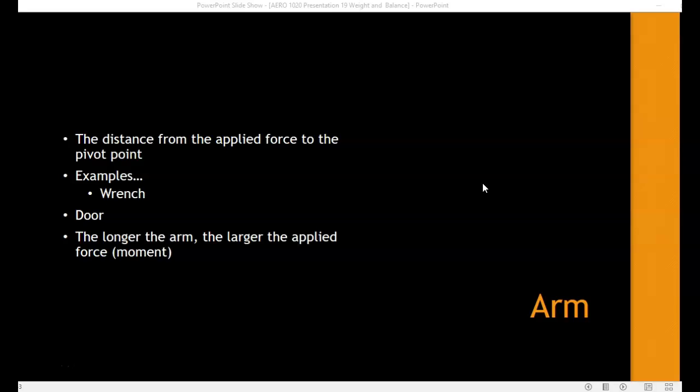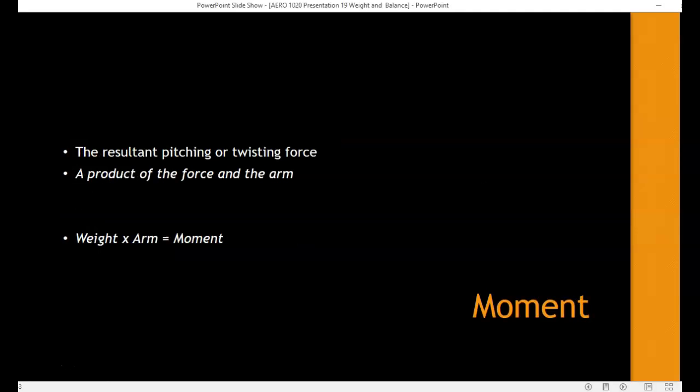The longer the arm, the larger the applied force, which is known as the moment. So again, the moment is the resulting force, either pitching or twisting force. And it's the product of the force times the arm. So in weight and balance terms, weight times arm equals moment. Now there are two calculations that you need to remember and understand when calculating weight and balance. And weight times arm equals moment is the first one.